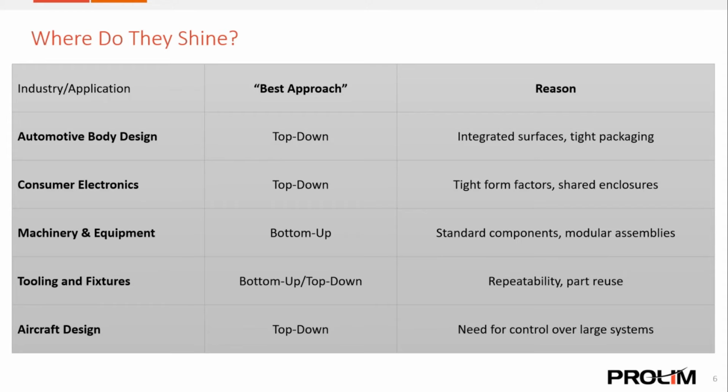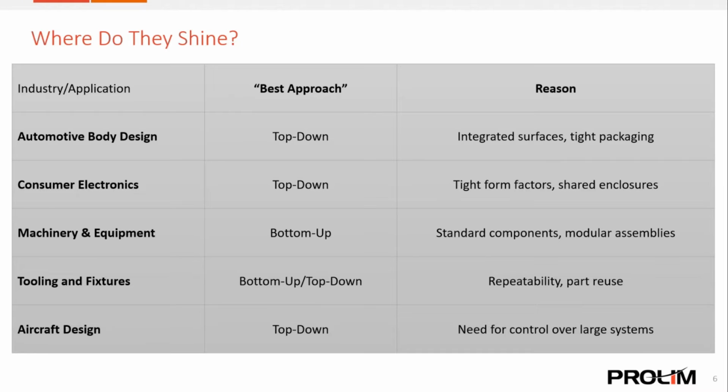Now, where do they shine? Well, I've put this down into a little table where you've got different industries and applications. You've got your best approach in quotation marks, because that's what we're going to discuss in the next slide. And of course, why you would want to choose this particular one. So for automotive body design, you would want to choose top down. Why? Because you've got integrated surfaces with tight packaging. With consumer electronics, you might want to also still do top down, because the tight form factors and shared enclosures might be one reason. You can also choose to do bottom up.